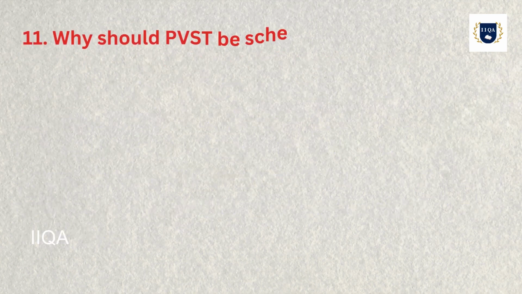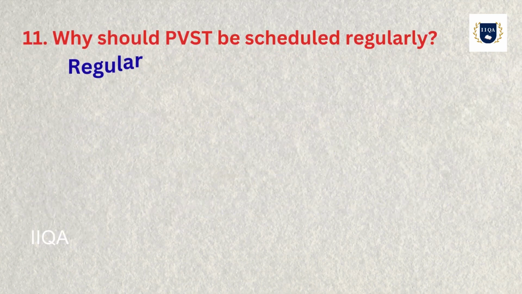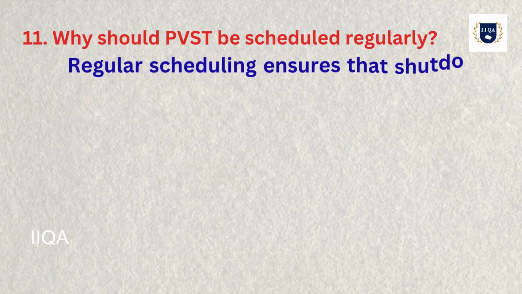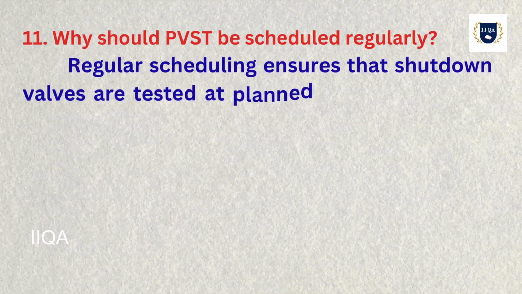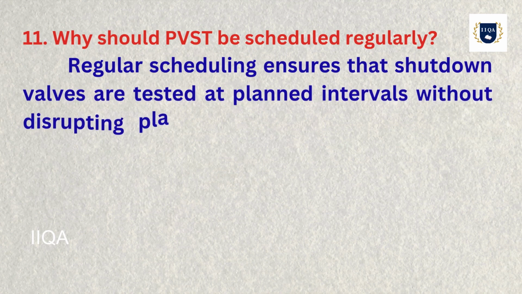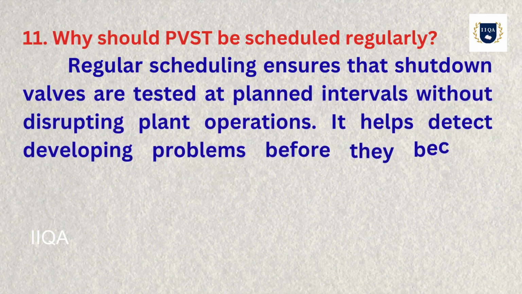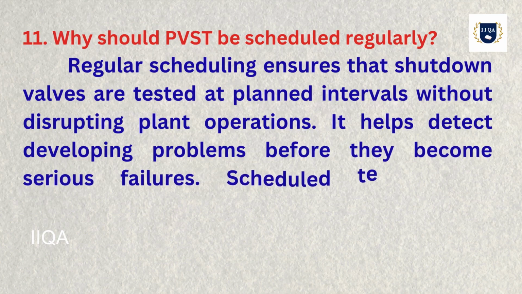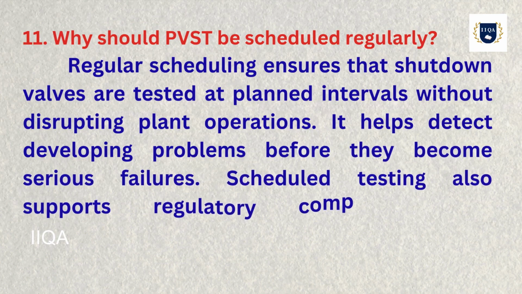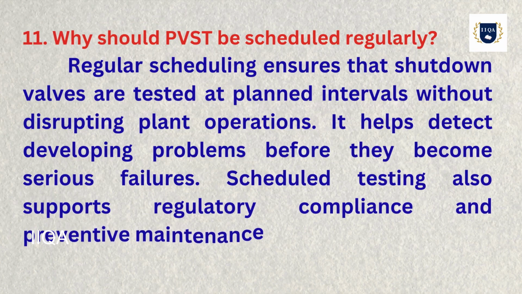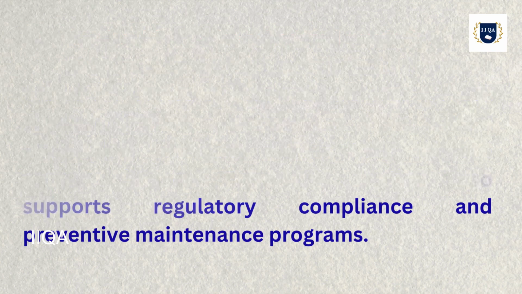11. Why should PVST be scheduled regularly? Regular scheduling ensures that shutdown valves are tested at planned intervals without disrupting plant operations. It helps detect developing problems before they become serious failures. Scheduled testing also supports regulatory compliance and preventive maintenance programs.